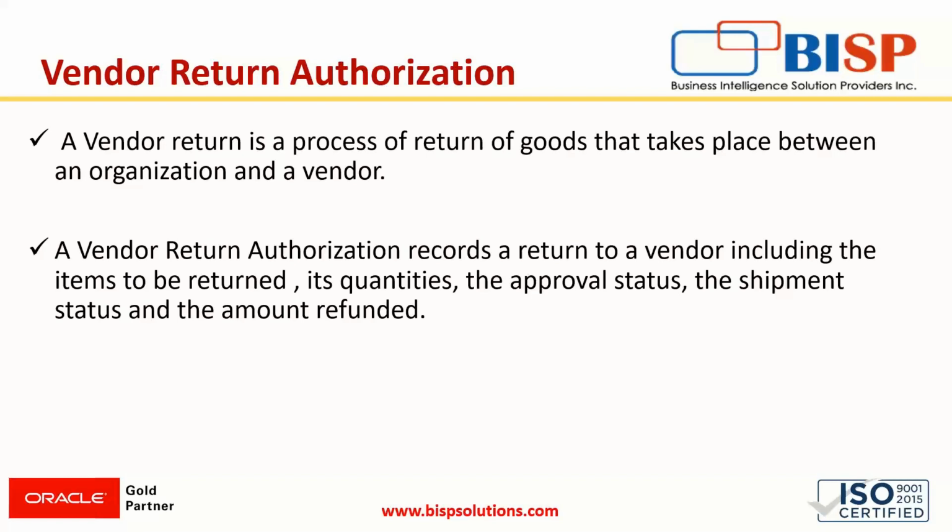Vendor return authorization records a return to a vendor, which includes the items to be returned, its quantities, the approval status, the shipment status, and the amount that is to be refunded.